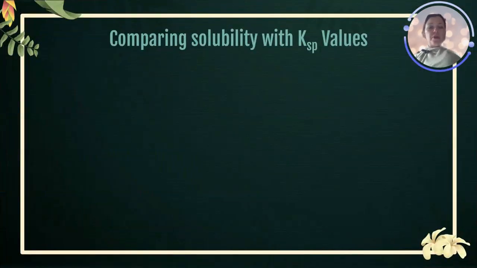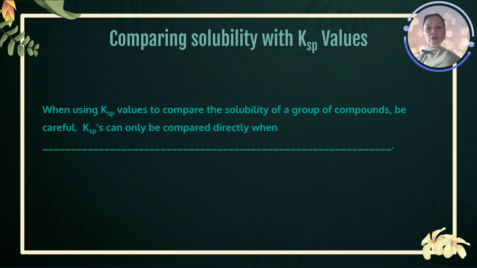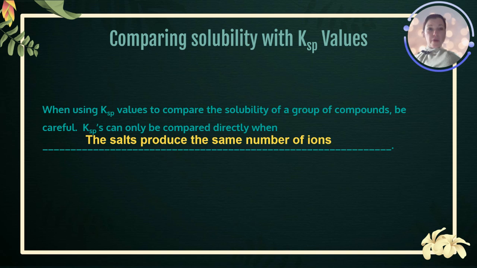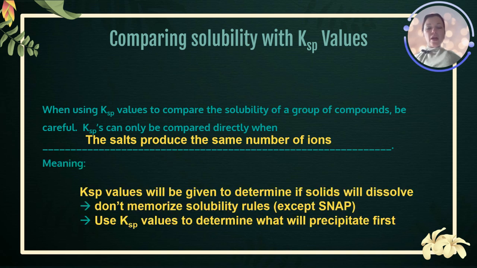Okay, so comparing solubility with Ksp values. I do want to warn you that when you're comparing the solubility of a group of compounds, you need to be careful, because Ksps can only be compared directly when the salts produce the same number of ions. If they do not produce the same number of ions, then you do need to think about it in terms of doing out an ICE table and thinking about your value of x.